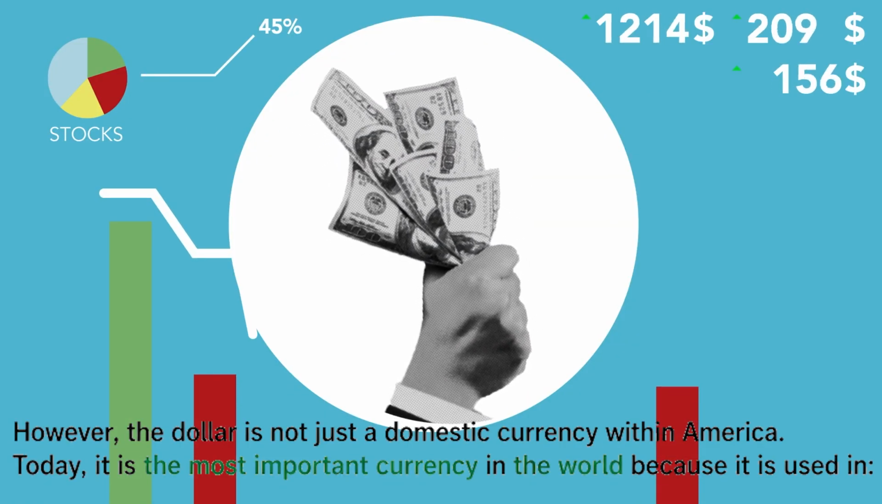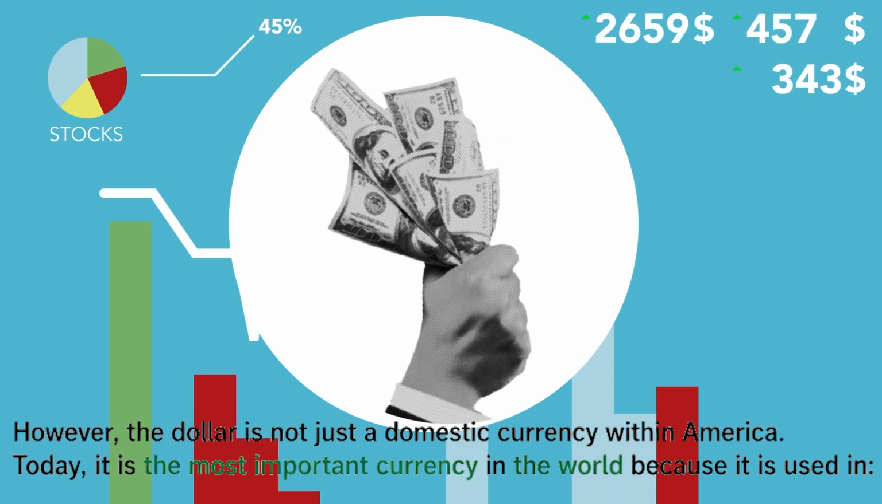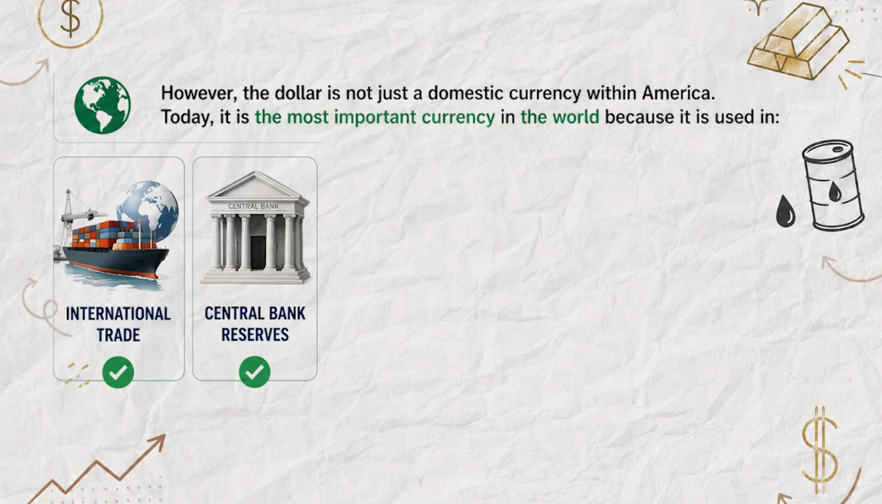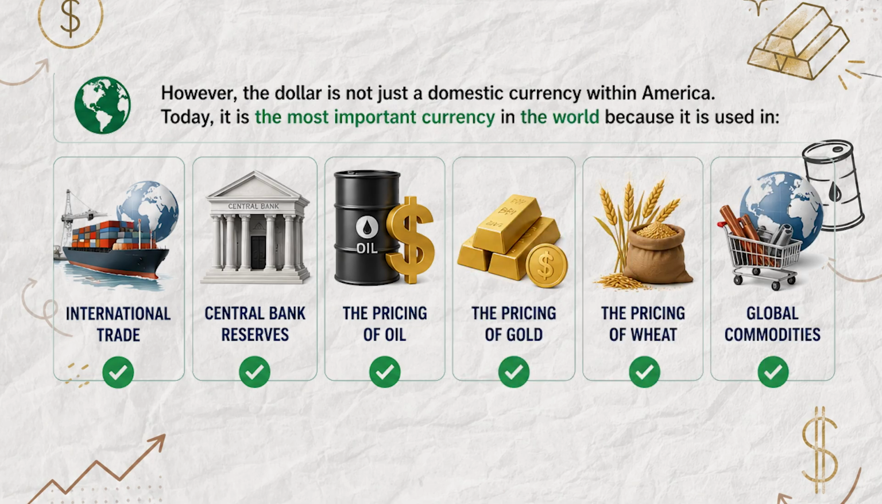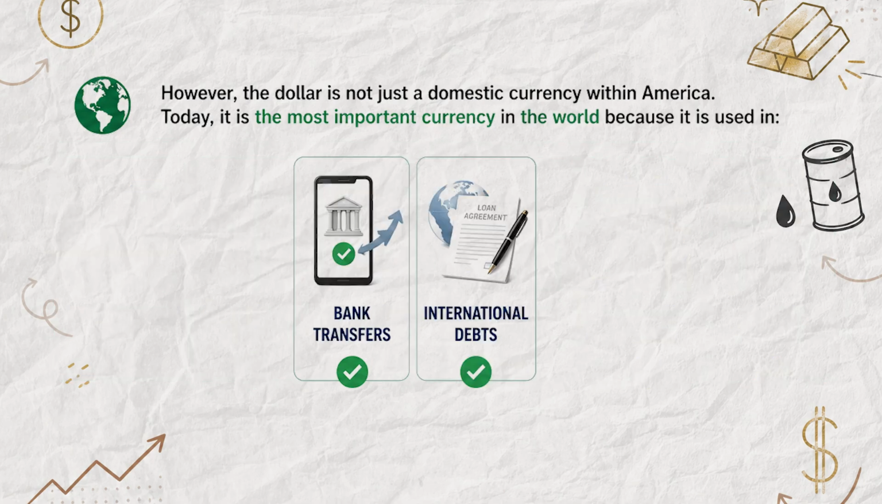Today, it is the most important currency in the world because it is used in international trade, central bank reserves, the pricing of oil, gold, wheat, and global commodities, bank transfers, and international debts.